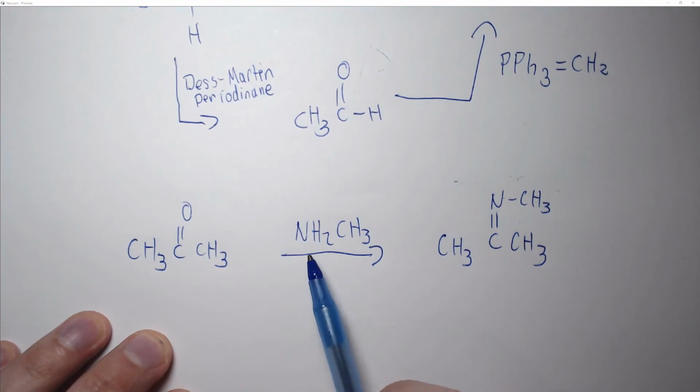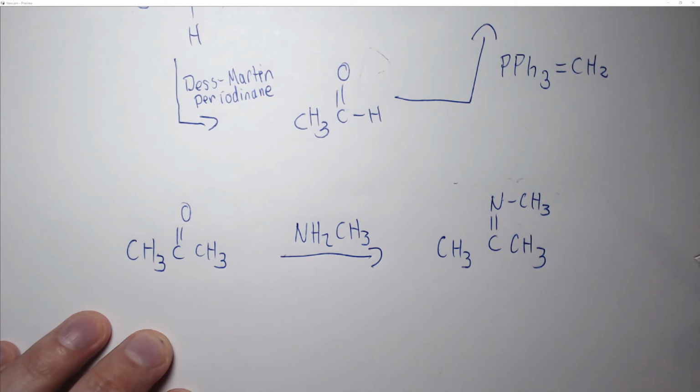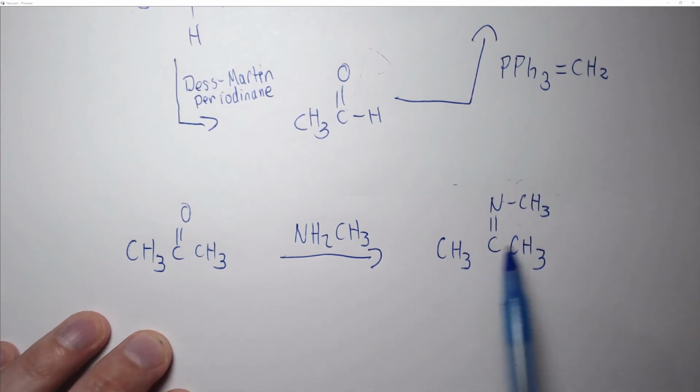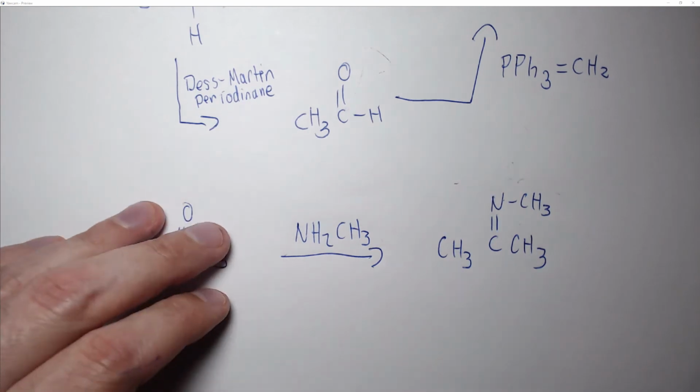If we used NH(CH3)2, we would end up with a double bond here and then two CH3s on this. We would end up with the N amine. Let's look at the next couple.